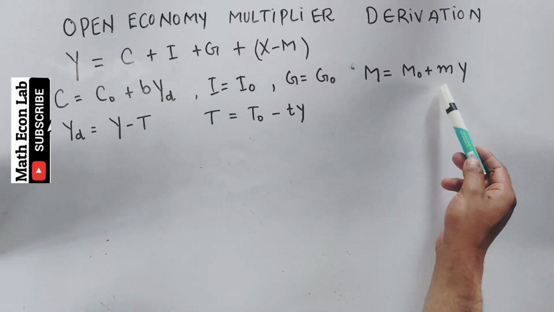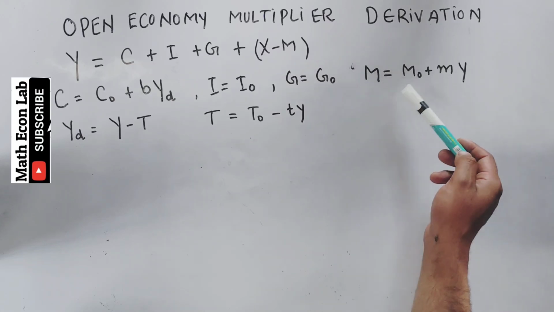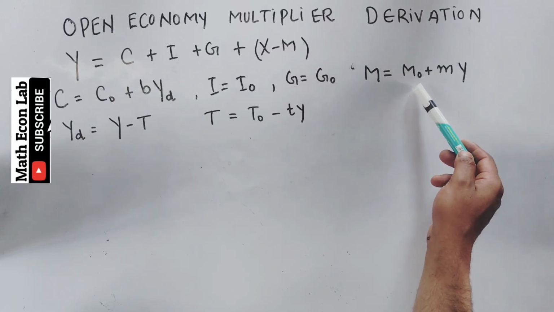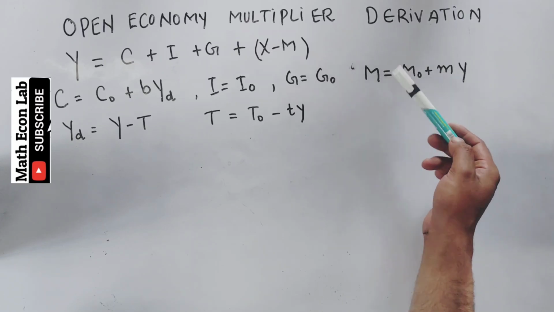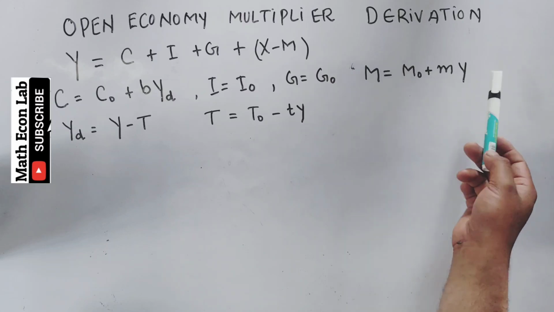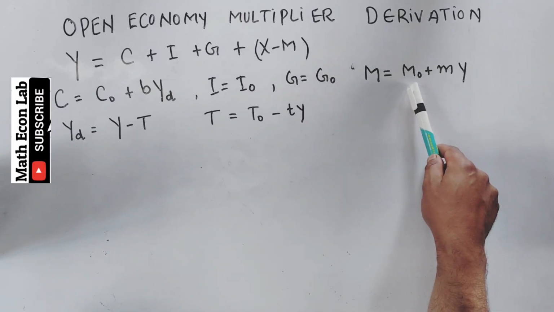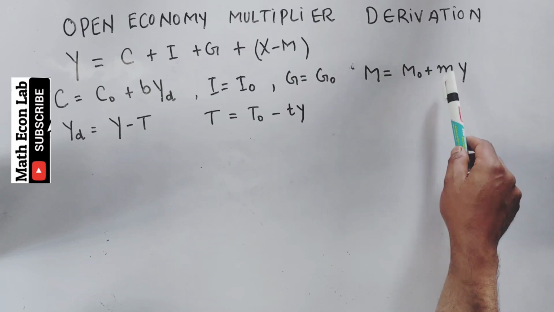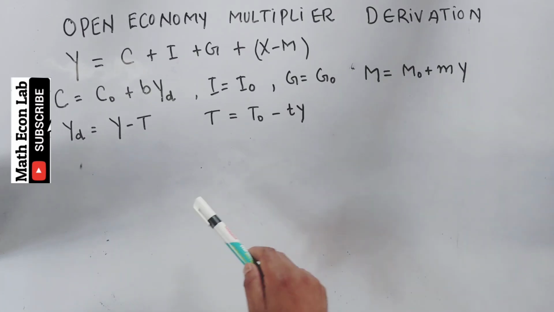And import is a positive function of income. That is, M is equal to M naught plus small m times Y, where M naught is the autonomous imports and it does not depend upon the level of income. We have to make that import whether our income is 0 or not. So it is the autonomous component of the imports, plus this small m denotes the marginal propensity to import. Then we have Y here, which is income.